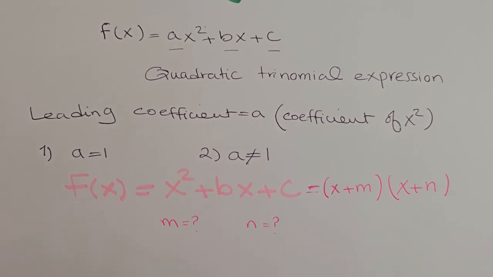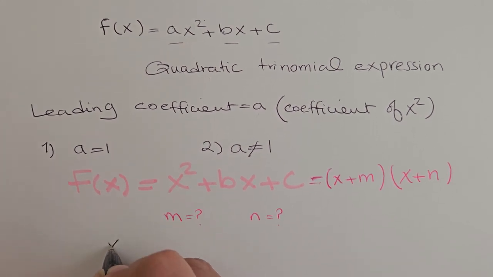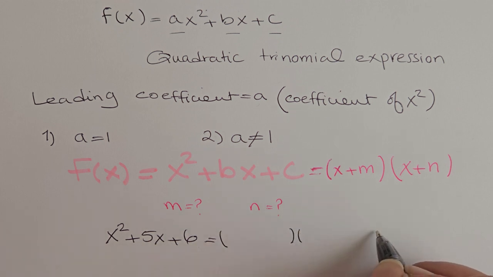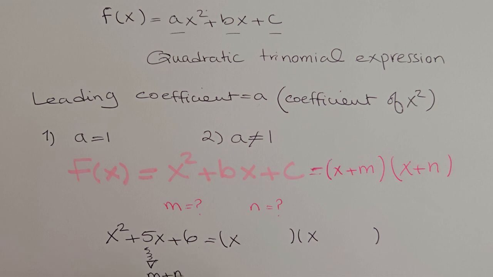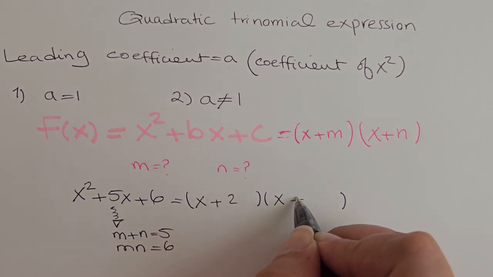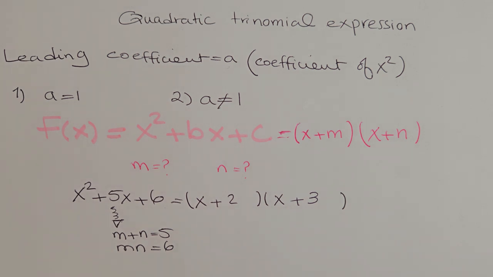Let me give you an example. Let's say I have x squared plus 5x plus 6, and I'm asked to factorize it. I just make two brackets here, and then I'm looking for two numbers which, when I add them together, I get 5, and when I multiply them together, I get 6. What are these two numbers? It's easy, 2 and 3. When these two numbers are added together, they give me 5, and when they're multiplied, they give me 6. That's as easy as you can see.